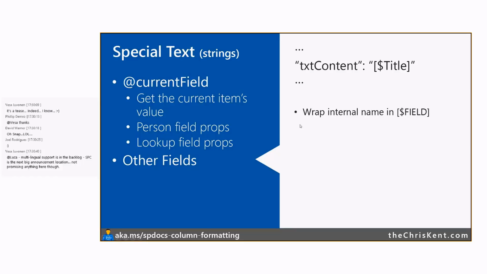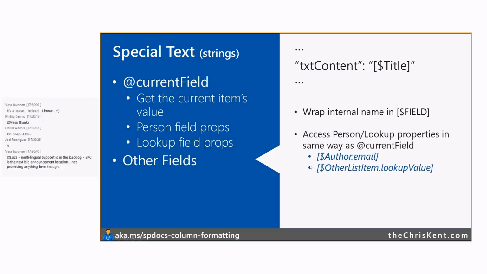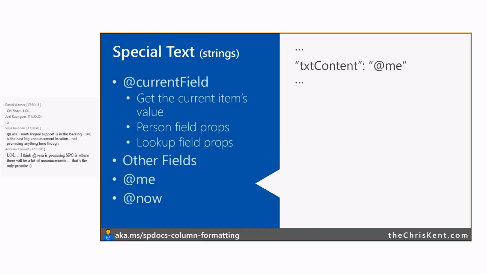All right, so this is how I'd access the title in another field. And the same thing is going to be true for any of those person fields or the lookup fields. You're just going to do that same kind of dot notation right inside there. So I can do author.email or whatever my lookup is, .lookupValue. Okay? All right.